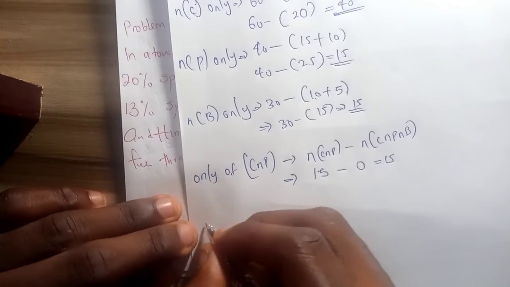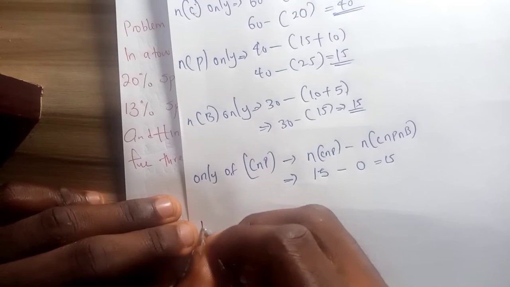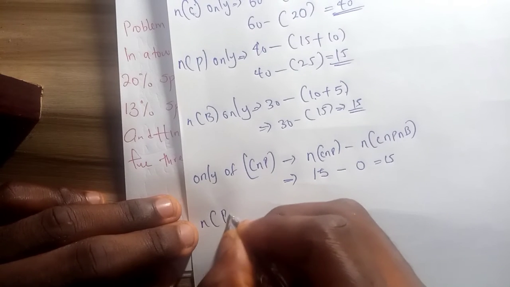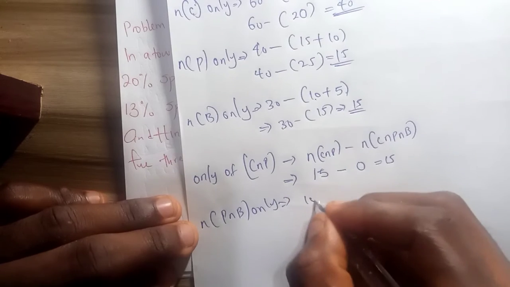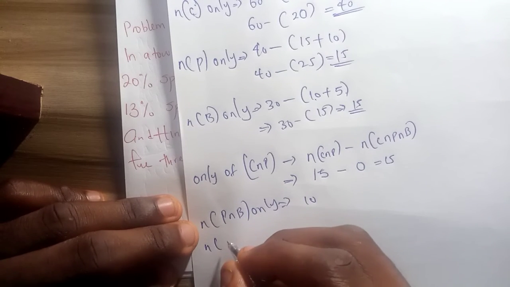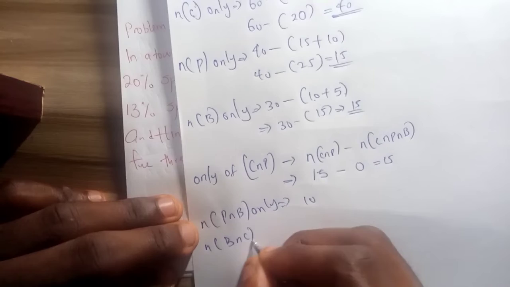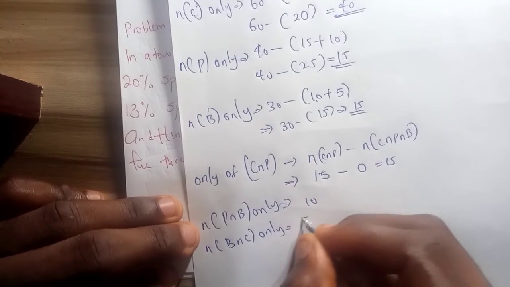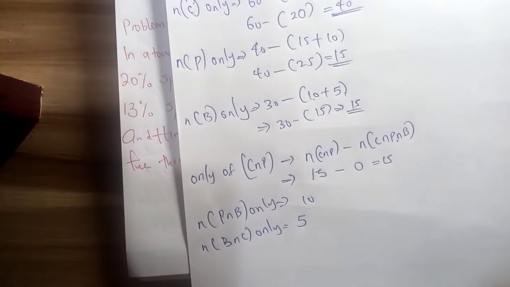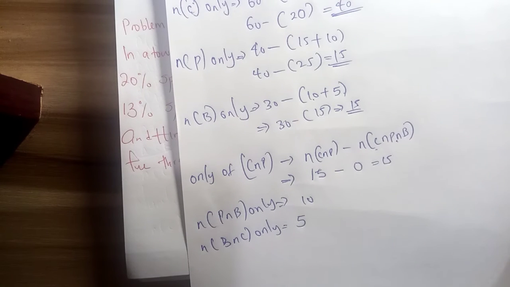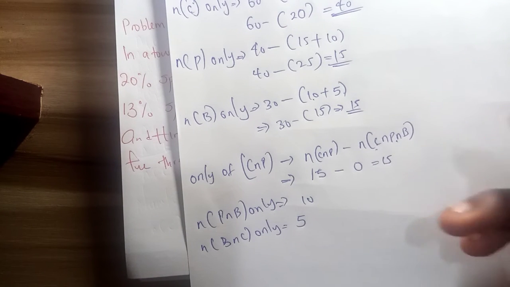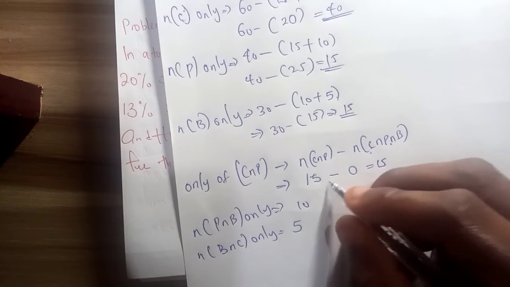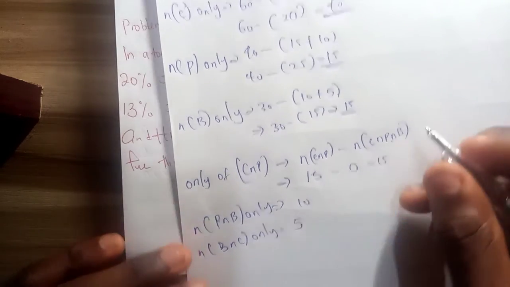So you notice that the number of physics and biology only will also be 10. Number of biology and chemistry only will also be 5. Why? Because the general intersection, which is chemistry intersect physics intersect biology, is 0. But assuming it is 1, we would be minusing 1 from every other thing.